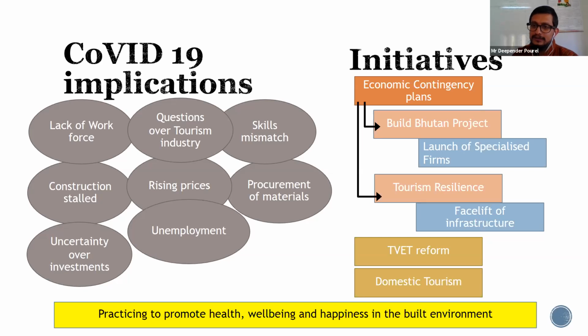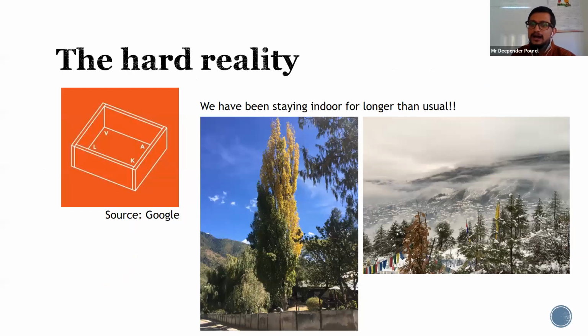It was before the COVID, and it is even stronger now. It's even more important to create better spaces, because we are stuck with the hard reality, and that is we now live in a box. We have been staying indoors much longer than we used to before. And then once in a while we look out of the window, and then it depends what you see.